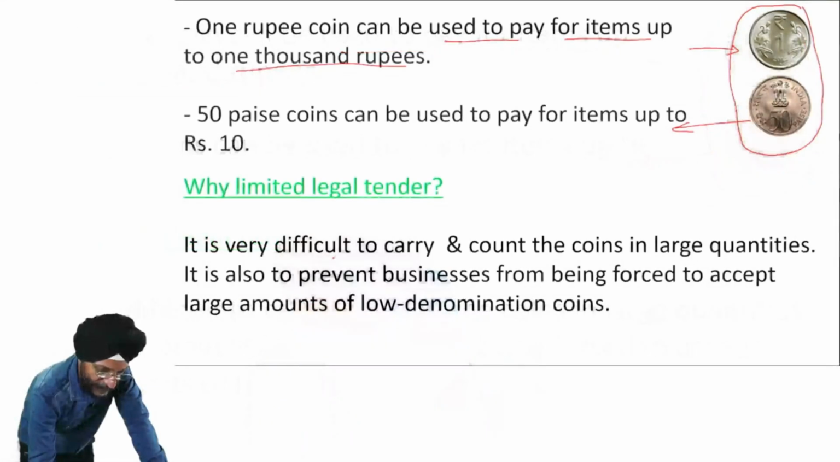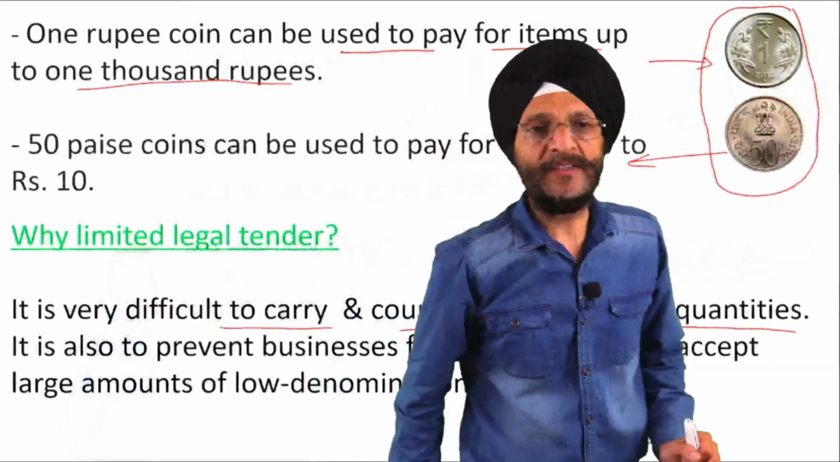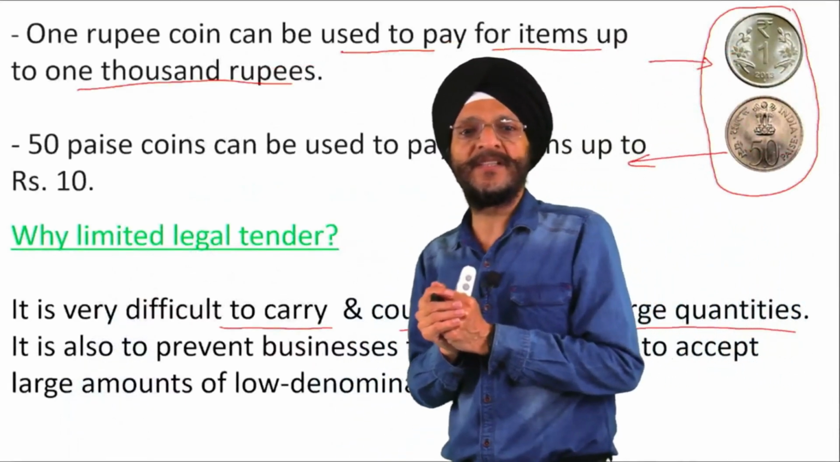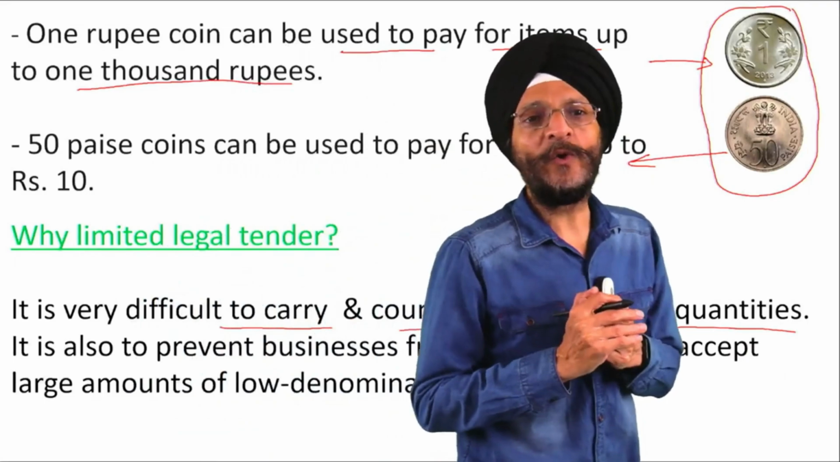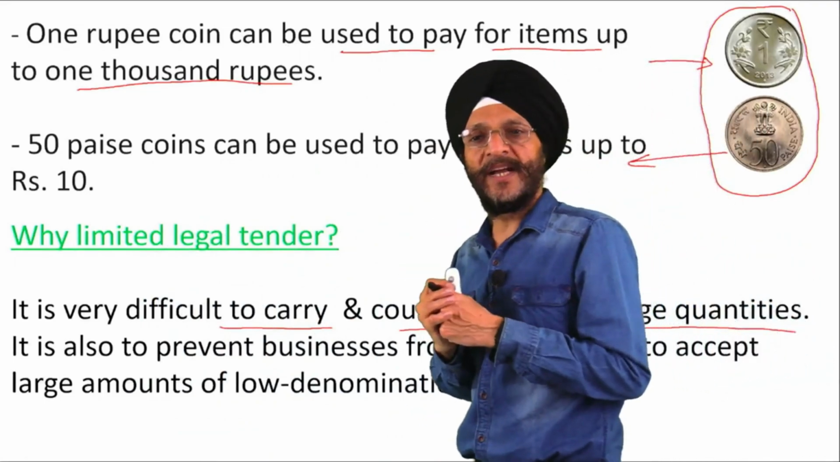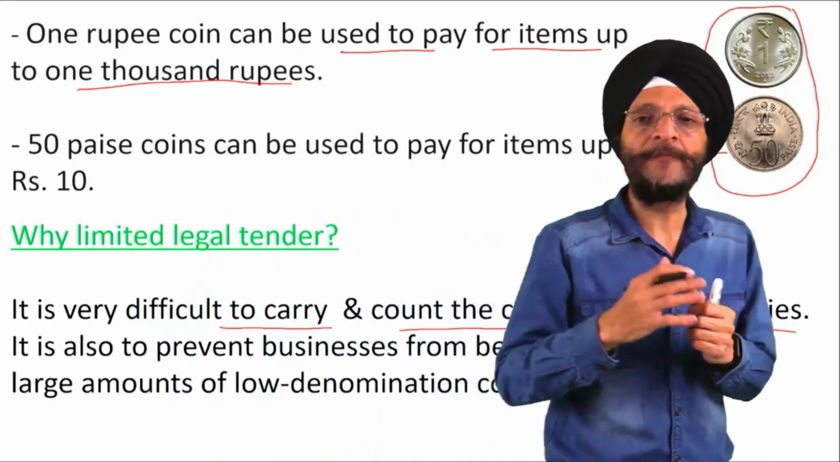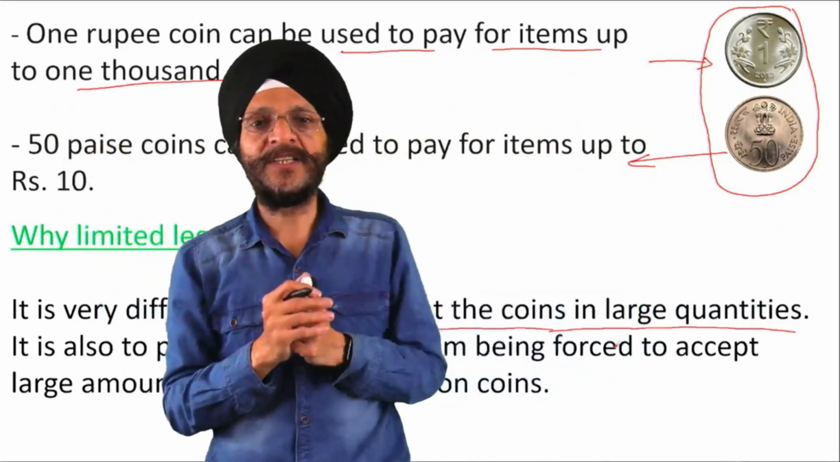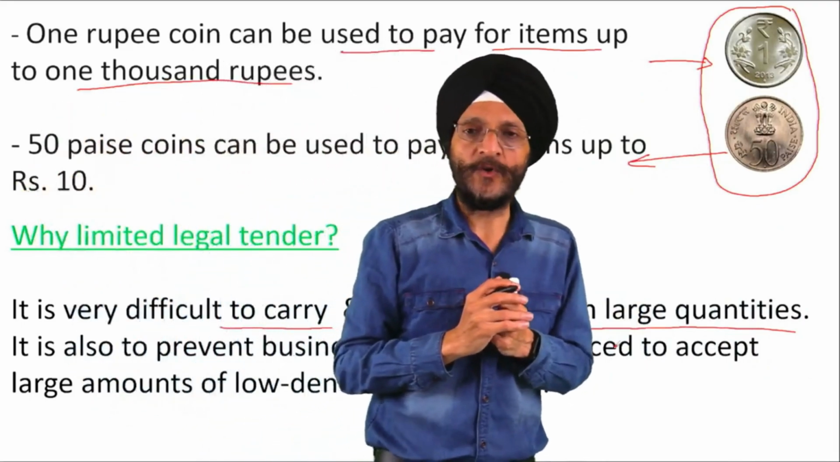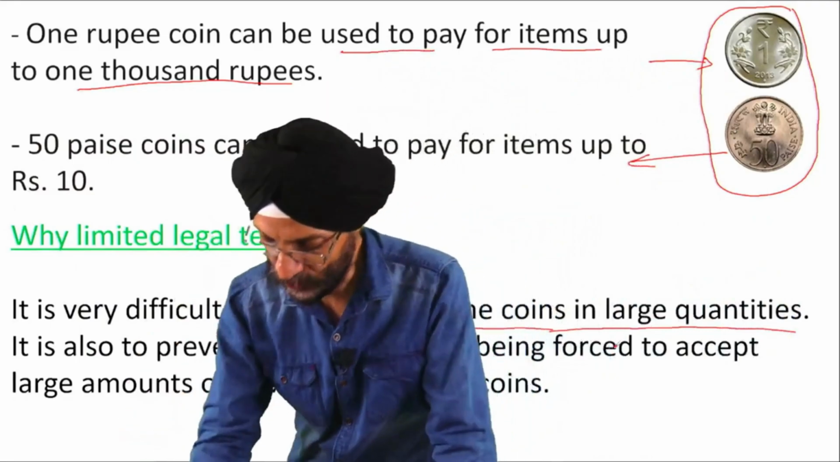Now, why limited legal tender? It is very difficult to carry and count the coins in large quantities. Further, it is also to prevent businesses from being forced to accept large amounts of low denomination coins. It may be possible that you are having some sort of enmity with a particular shopkeeper, and you go to that shopkeeper and purchase goods worth thousands of rupees from him, and in exchange you give him these coins.